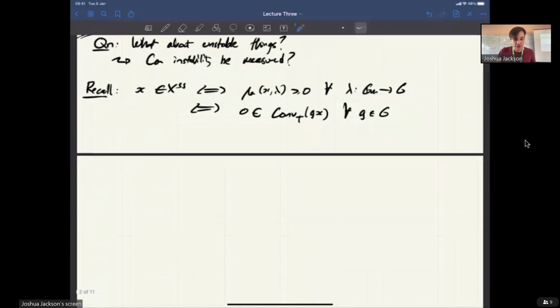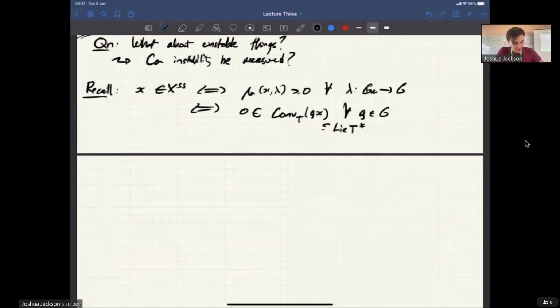So in order to talk about how close the origin is to this convex polytope, I'm obviously going to need a way to measure distance on the space where these polytopes actually live. Recall this thing lives inside the dual of the Lie algebra of T, so it's living inside some vector space. So I'm going to need a way of measuring distance on that vector space.